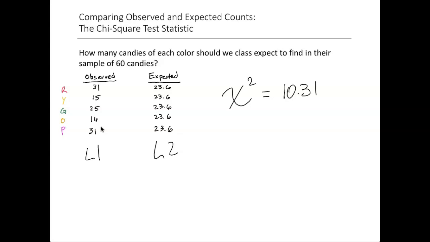So big, pretty far away from 0. Remember, the closer to 0, the less difference there is in your observed and your expected counts. But is this far enough for us to consider it statistically significant? So before I talk about that, let's go into what a chi-square distribution looks like.